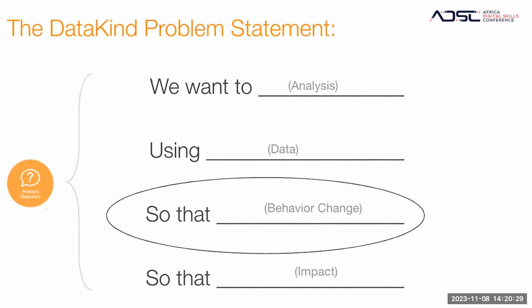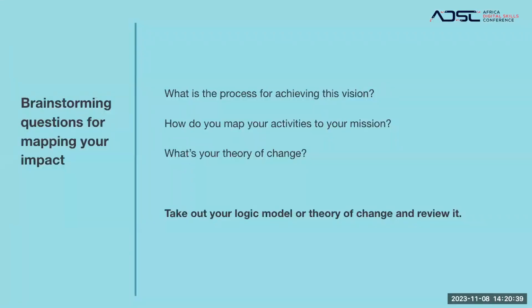So next, we want to think about what behavior change we want to make in order to move the needle on our desired impact. So in order to determine the behavior change you want to happen so that you can make your desired impact, you need to understand how each activity you do maps to your mission. This is what these brainstorming questions get at. So ask the social actors, what's the process for achieving the vision? How do you map your activities to your mission? The answer to this question for most social organizations is their theory of change or logic model.